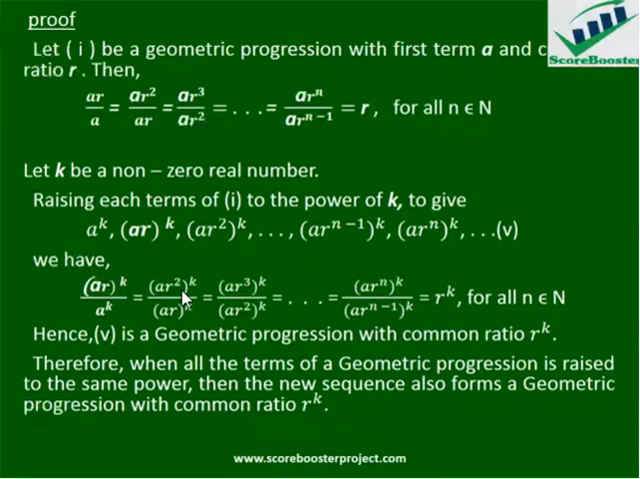If we evaluate each of these, we get r raised to power k as the result. That is, they have a unique common ratio for all n elements of N. And since they have a unique common ratio, the new sequence formed by raising each term of a geometric progression to the power of a non-zero constant forms a geometric progression with common ratio r raised to power k. Therefore, when all the terms of a geometric progression are raised to the same power, the new sequence also forms a geometric progression with common ratio r raised to power k. And that completes the proof.